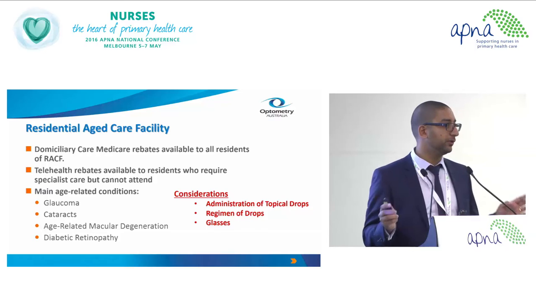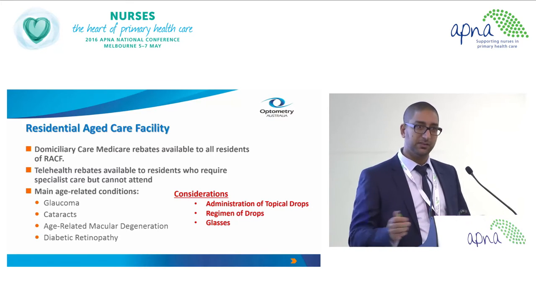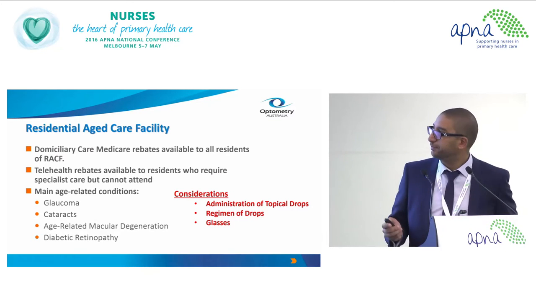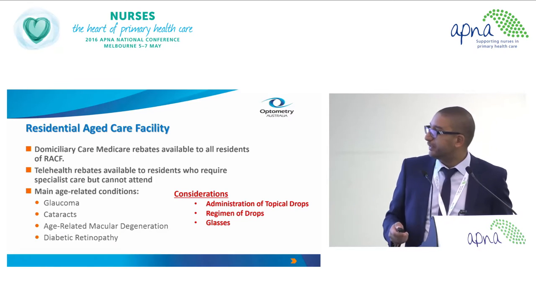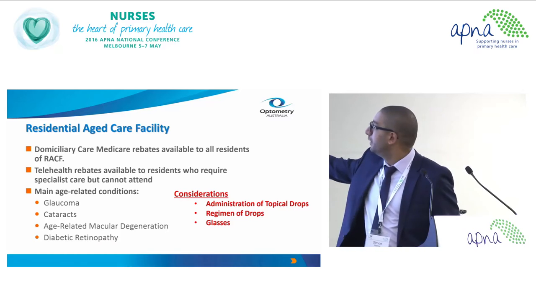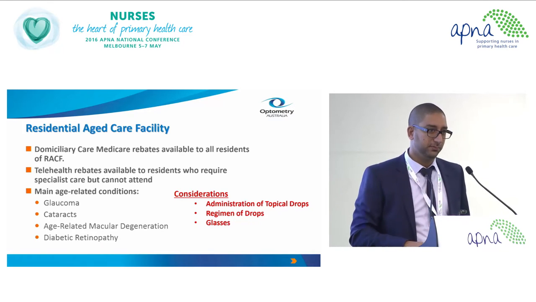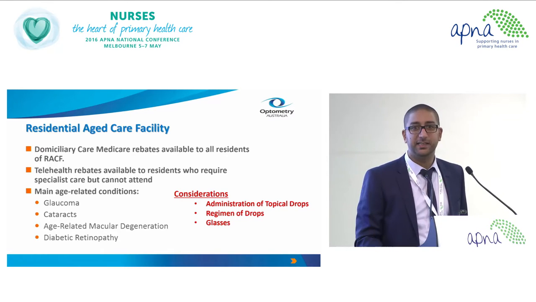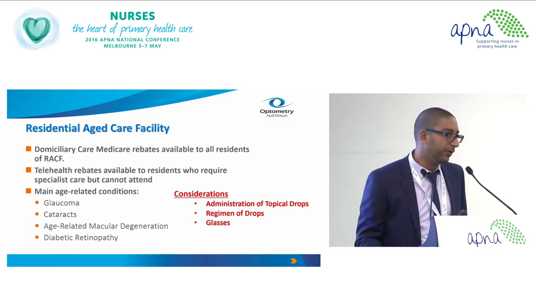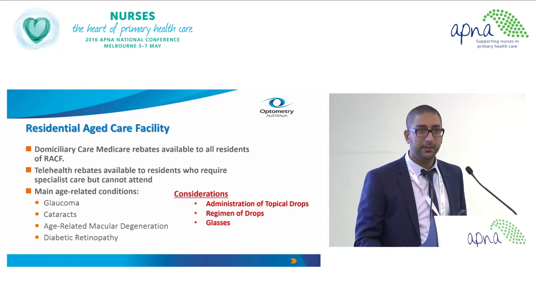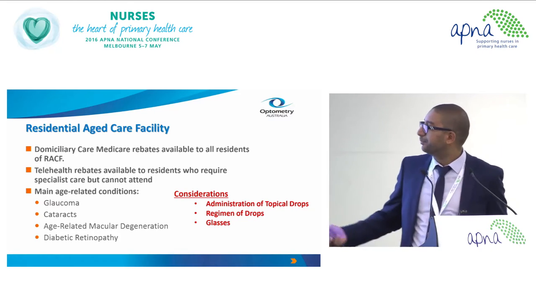Again, I don't know what your specialties and areas are, but this is just across the board for everyone to know. Main conditions: glaucoma, cataracts, macular degeneration, diabetic retinopathy. Okay. Administration of drops. One of the biggest things we see in aged care is that their eyes get worse because they don't put the drops in, or they're not putting them in correctly, or they don't have anyone to help them, or whatever it might be. Okay? Just thinking about that.